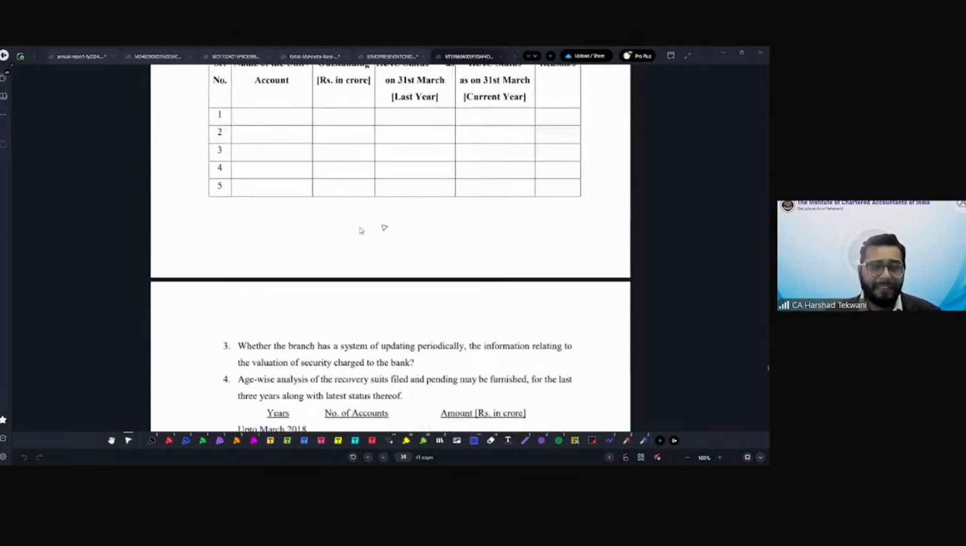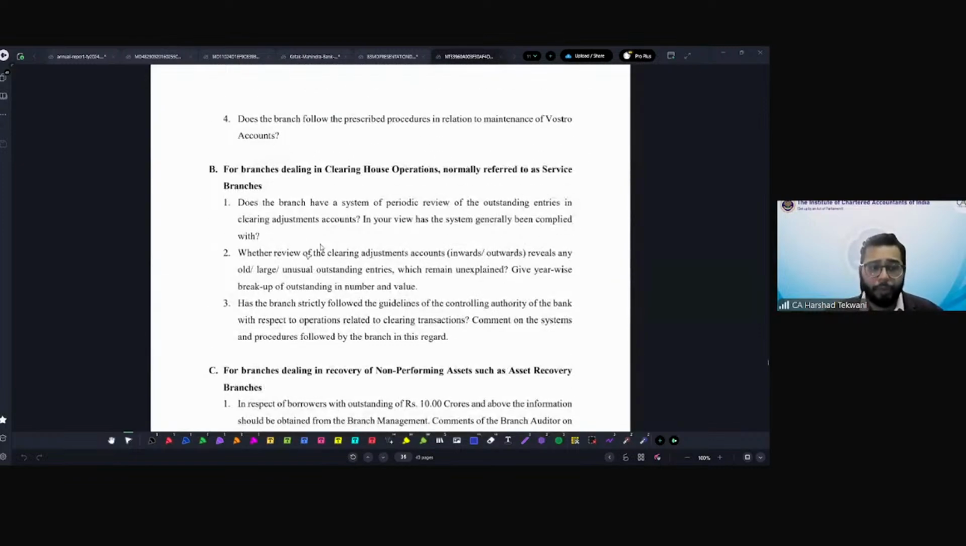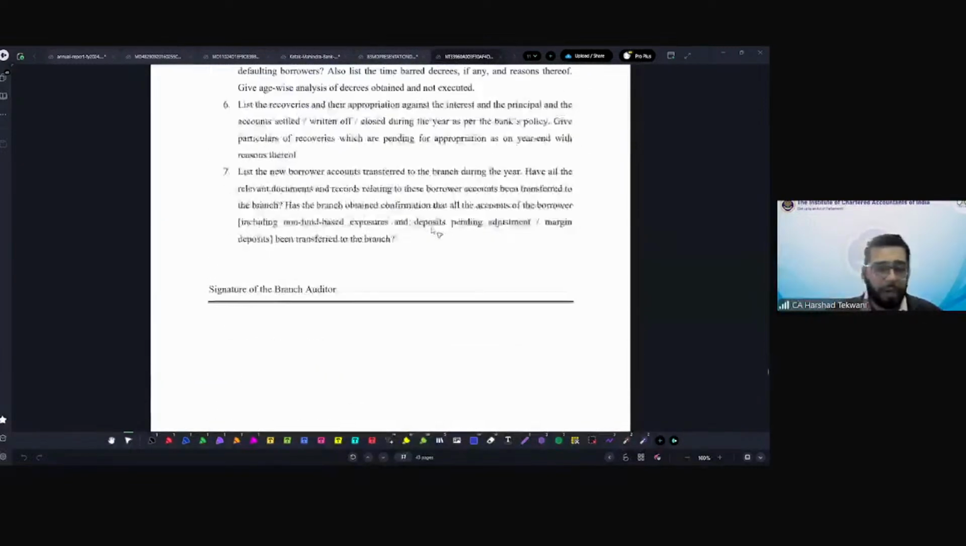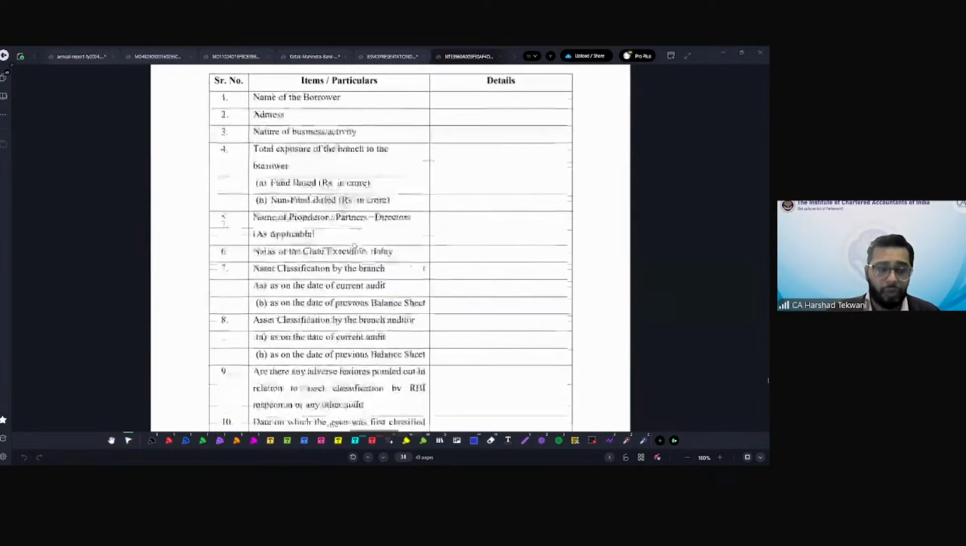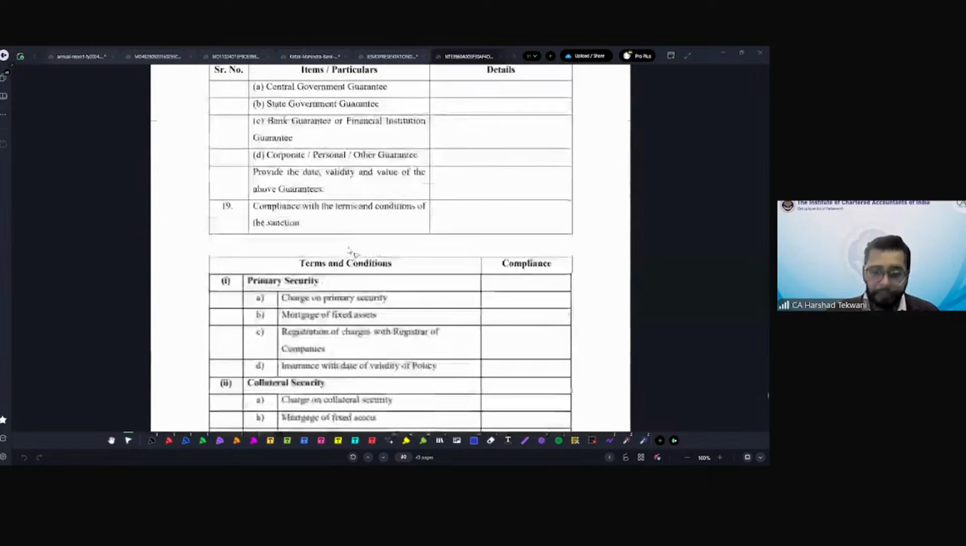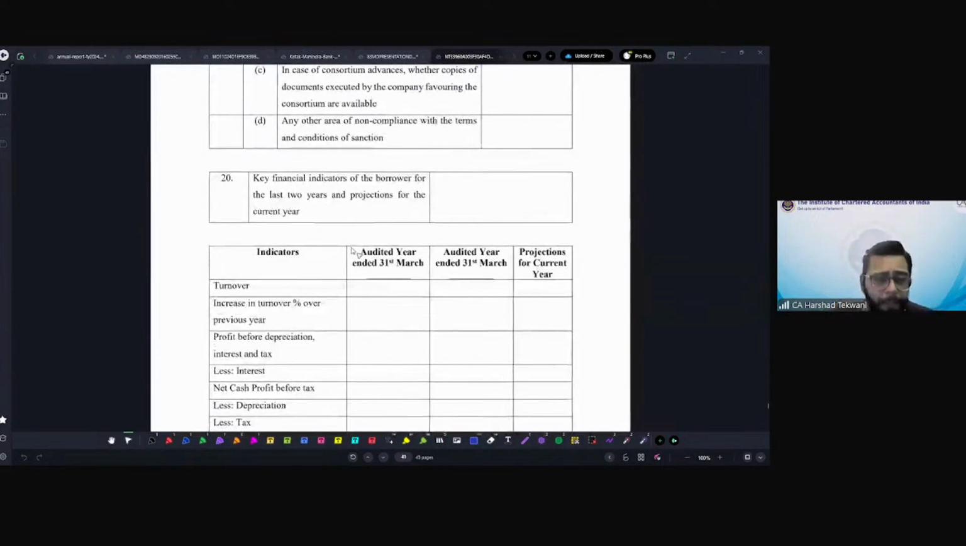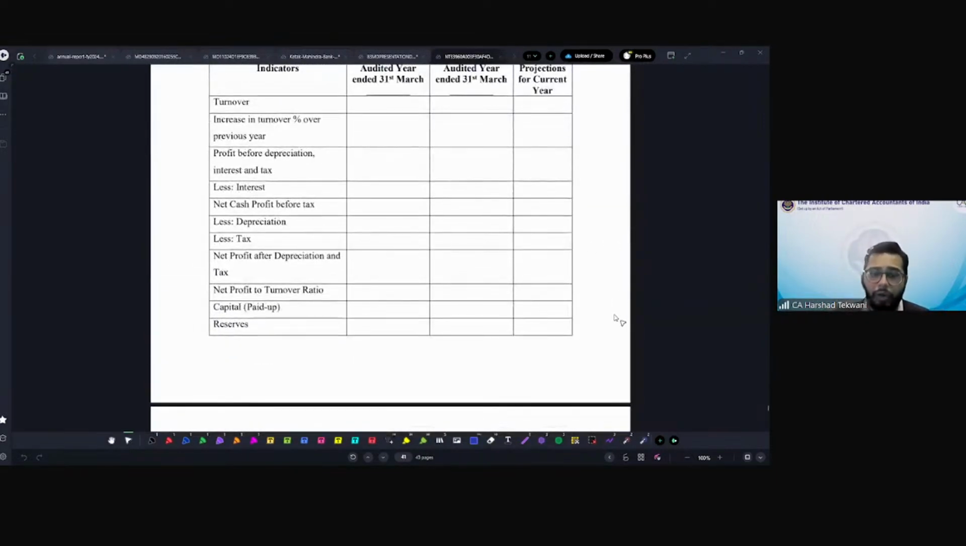So these are specific questions where the auditor has to report, clearinghouse operations, okay. Then you have specific reporting for the large, irregular and critical advances that the branch auditors have to do in detail. So these are certain reportings that are required to be done under the long form audit report.